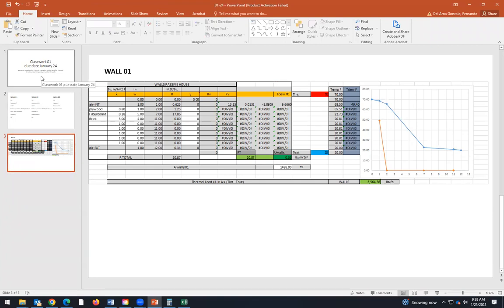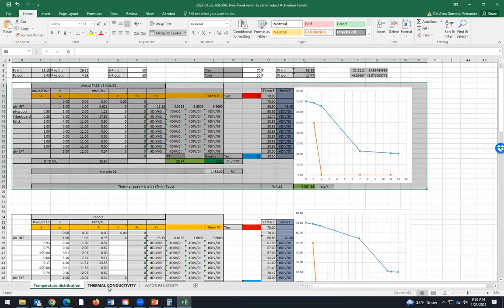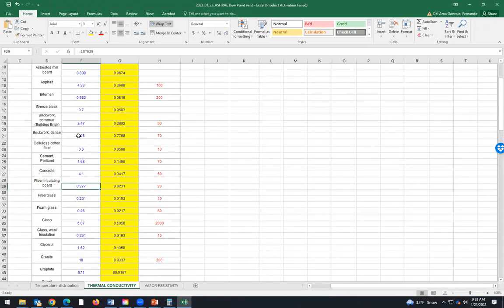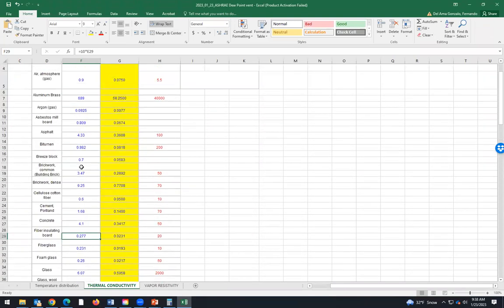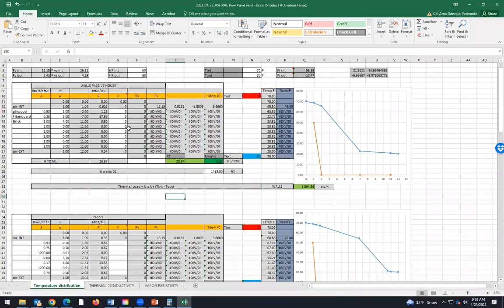So this is what you have to do. You have to open this PowerPoint. You have to open this Excel file, and you have to type the thickness, and you have to search for the thermal conductivity on this table, and then use this, and then copy and paste.